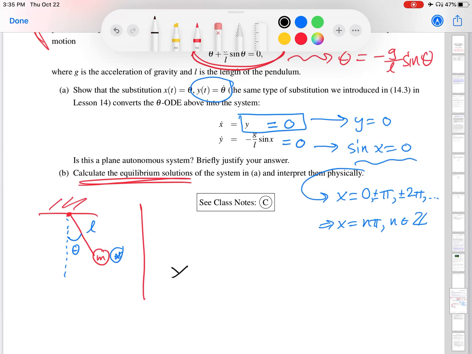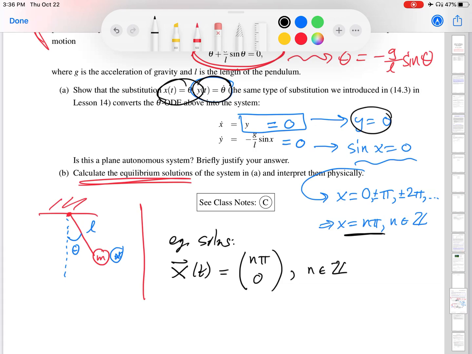So I'm going to put them in vector form. So equilibrium solutions, what do they look like? They look like x of t. They don't have any t's because they're equilibrium, but I'll put that in anyway, equals, well, the first component of these vectors is x, and that is n pi. The second component of these vectors is y, and that's 0.